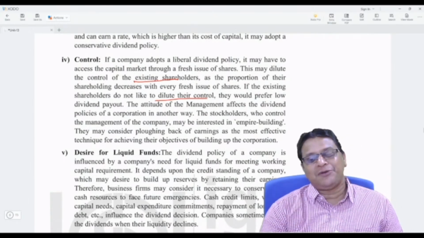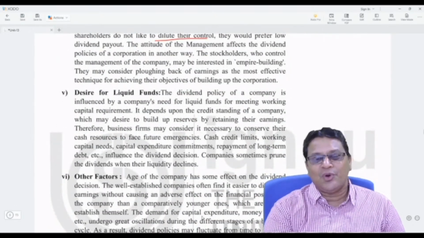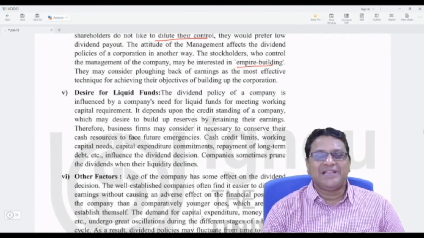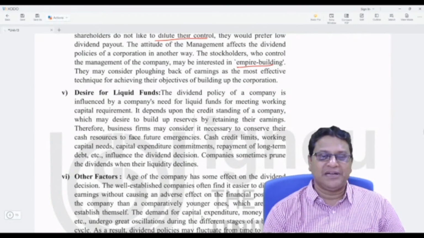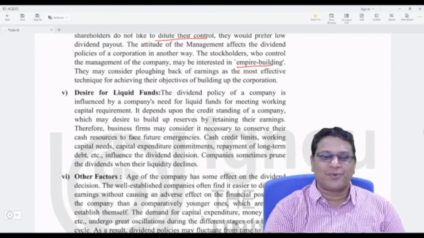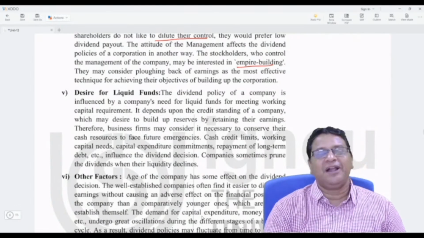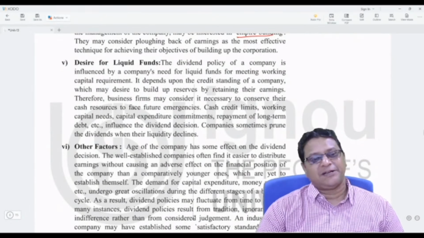If the person believes in empire building, generally they do not want to dilute the control. In that case, those companies generally pay a lesser amount of dividend. And those companies which do not mind dilution of control prefer a liberal dividend policy. They say that more and more dividend should be paid.